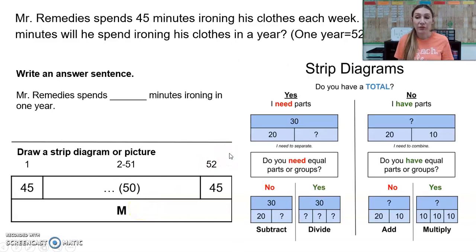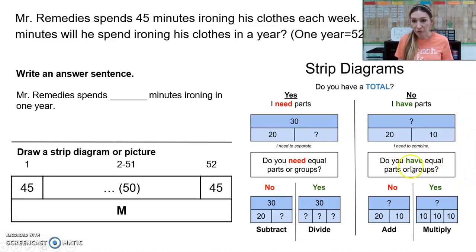So next we need to figure out our equation. We're going to use our strip diagram anchor chart to do this. So do I have a total? No, I don't know my total. I'm looking for a total amount of minutes. So no, but I do have parts. So this means I need to combine my parts. But how do I combine my parts? Do I need to add or do I need to multiply?